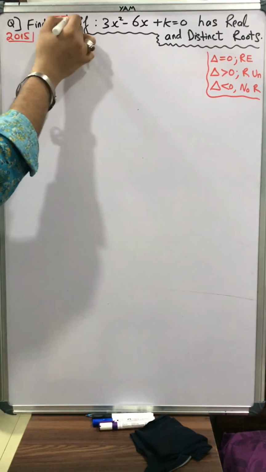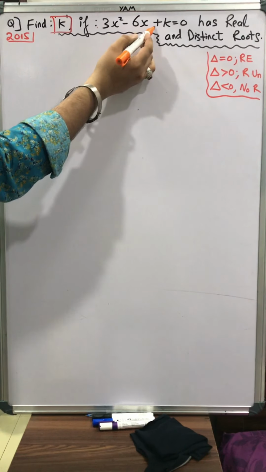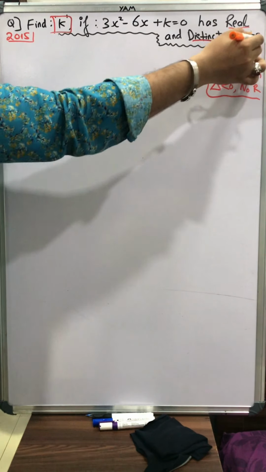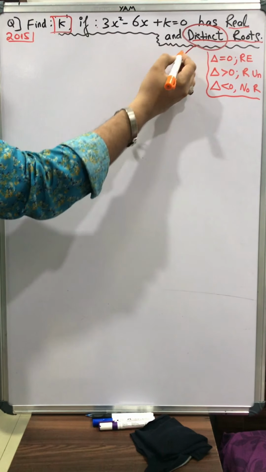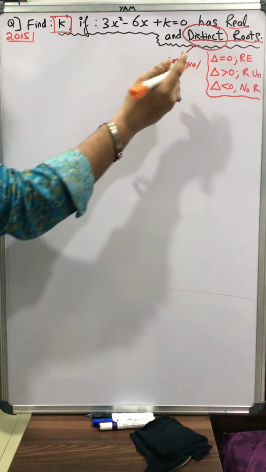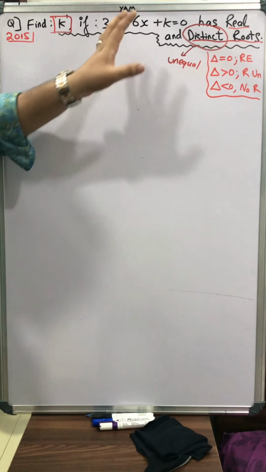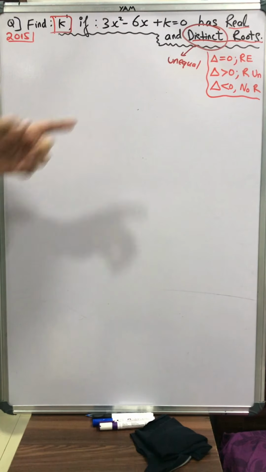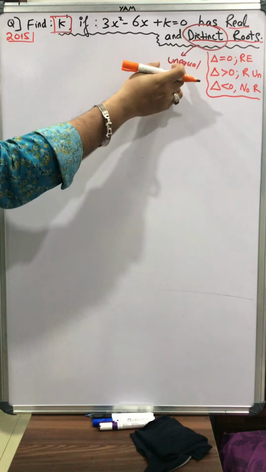Find k. We need to find an unknown k, if the equation 3x square minus kx plus k equal to 0 has real and distinct roots. What do you mean by this word distinct? The meaning of the word distinct is unequal or different. So they are telling you that the given equation has real and distinct, unequal roots.